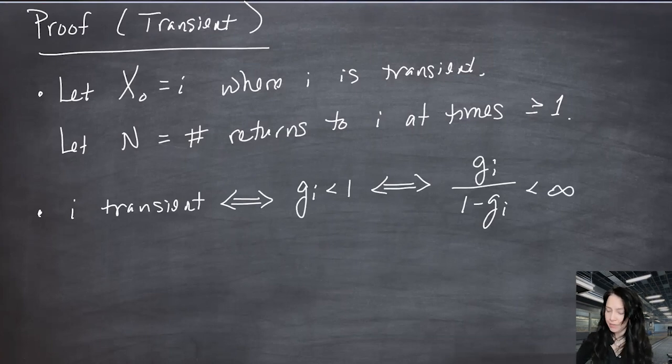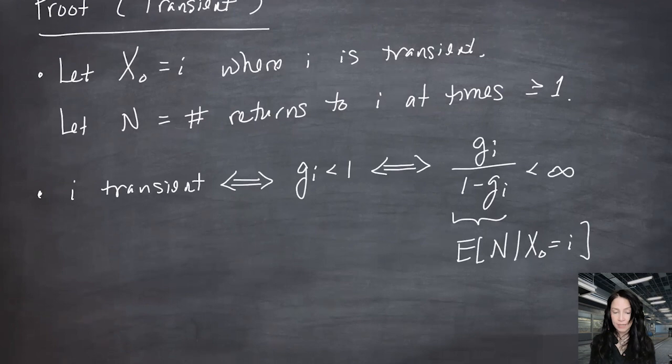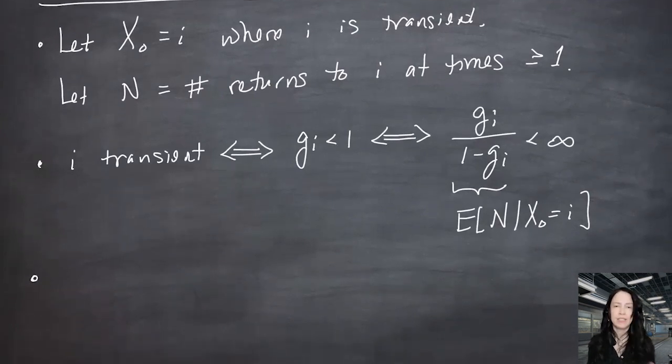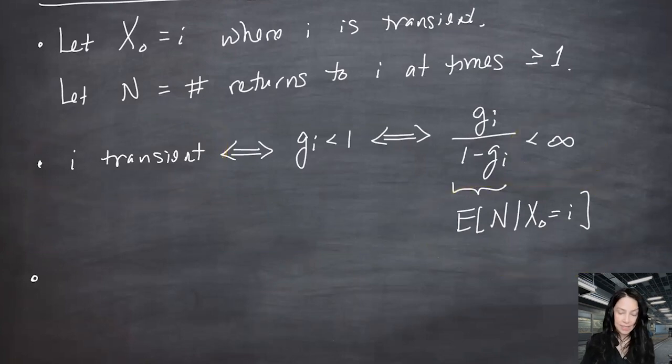And where did that expression come from? This is the expected number of returns, so the expected value of N given X_0 is I. And we're almost done. Well, yeah, we are, but there are a few things to be said about this next one line or maybe two lines. So if I is transient, this expectation must be finite. I'm going to start with that, but in reverse. So infinity is greater than this expectation.